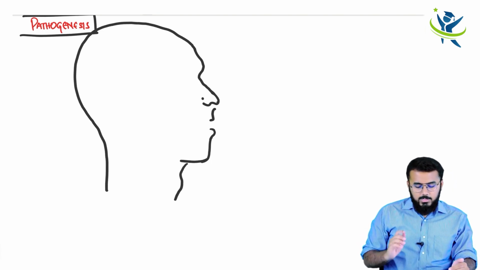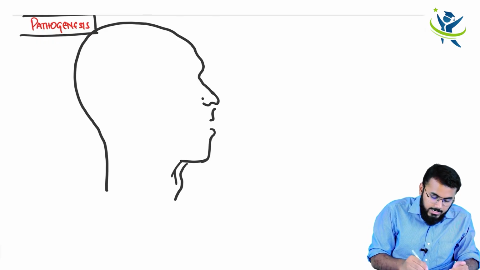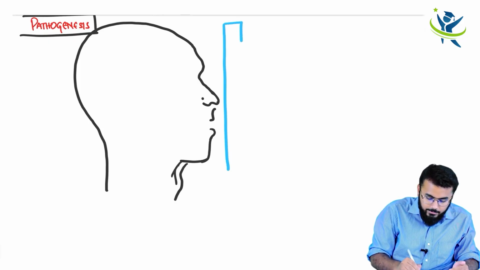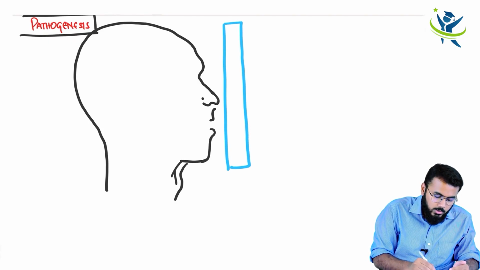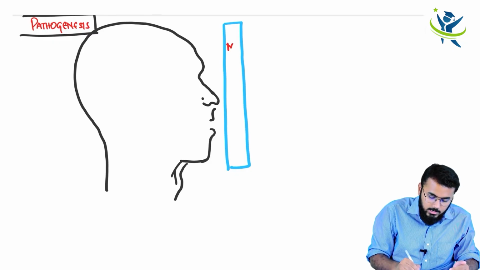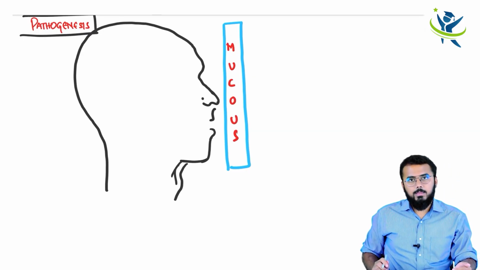Right. Now, in this patient, if you see, guys, let us write it as mucus. So I'm putting a barrier here, and I'm writing this as mucous membrane. So this is, let us say, this is mucus. Okay. This is a mucous membrane layer.